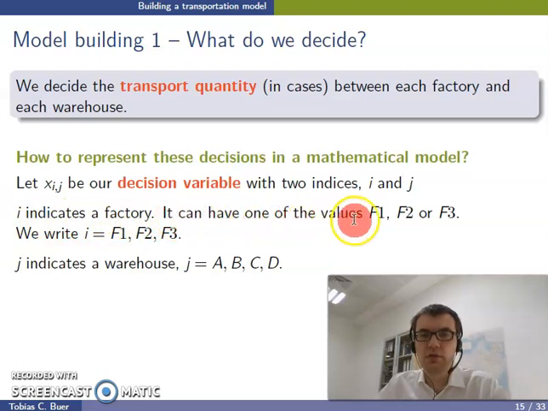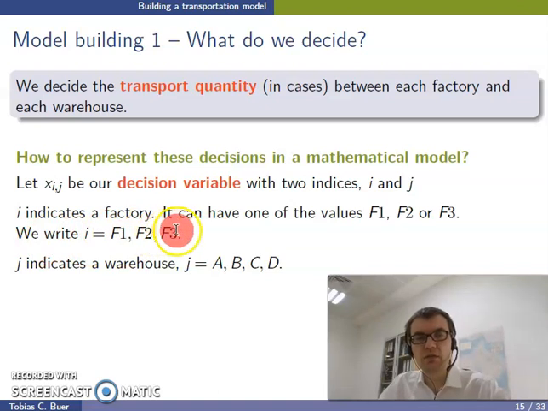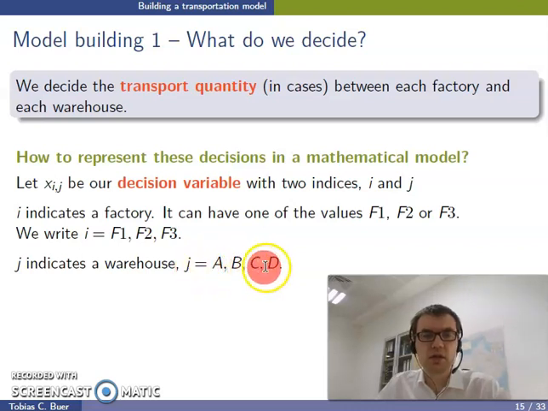It can have one of the following values, f1, f2 and f3. To write this in formal notation, we write it in the following way. Our index i equals f1, f2, f3, meaning i can have one of these three values. On the other hand, index j indicates one of our four warehouses, so j can have the values either a or b or c or d.